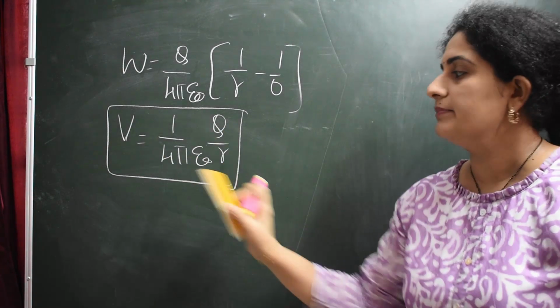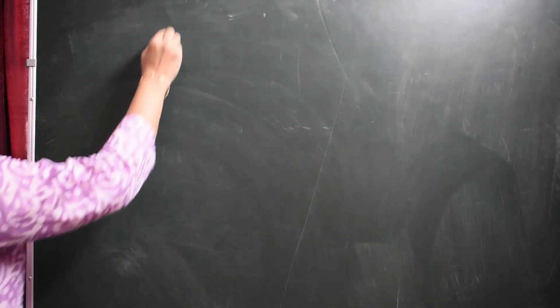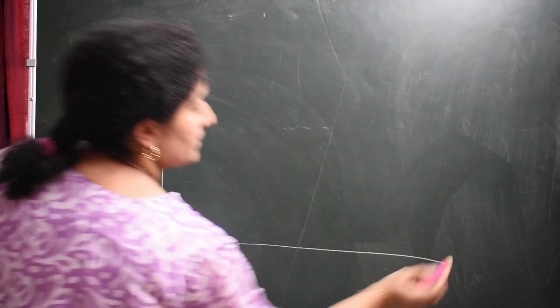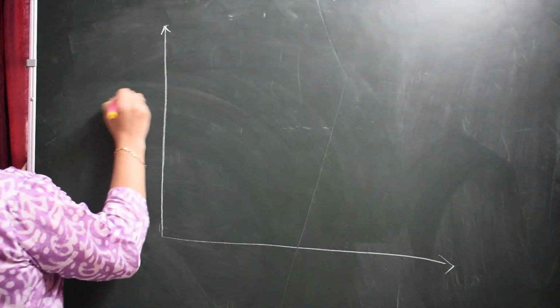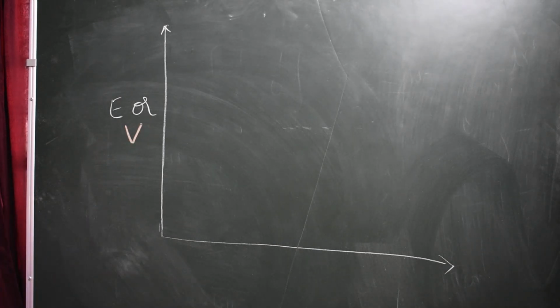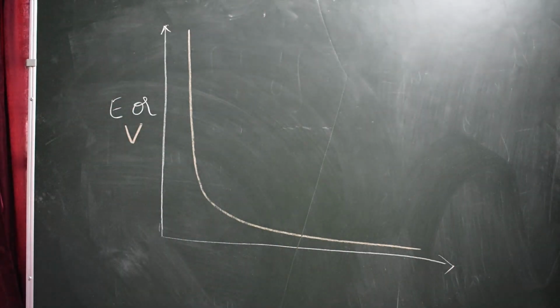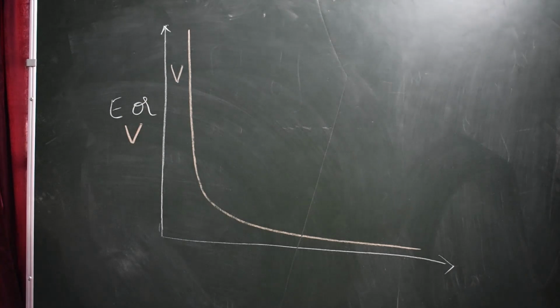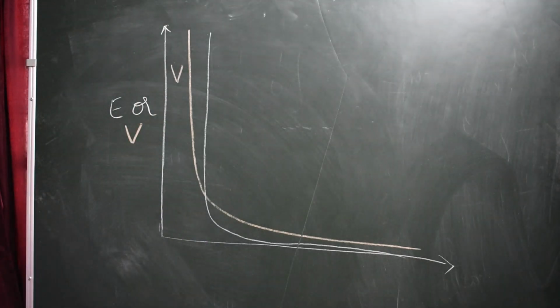So I'll erase this one. Just keep in mind 1 by 4 pi epsilon naught into Q by R. At infinity we take the potential to be 0. So you have here E or V. Now when I express this V, it will be like this. This is for V. This color will be for V. And when we have this electric field, it will be in this manner.